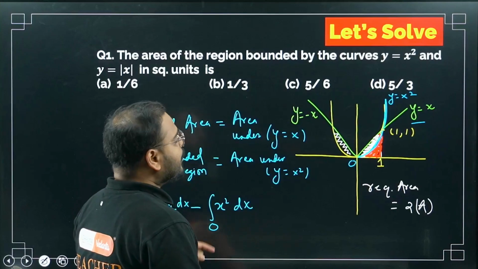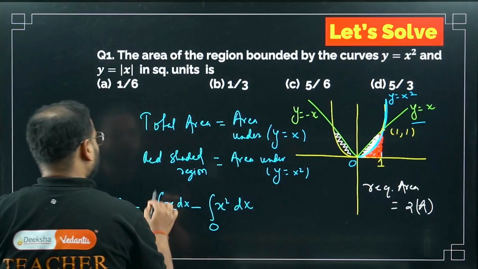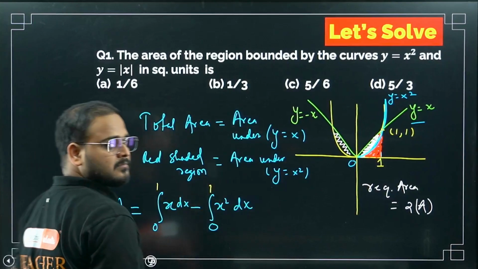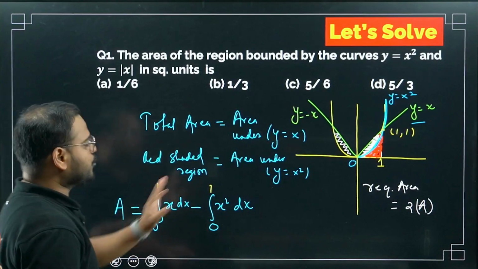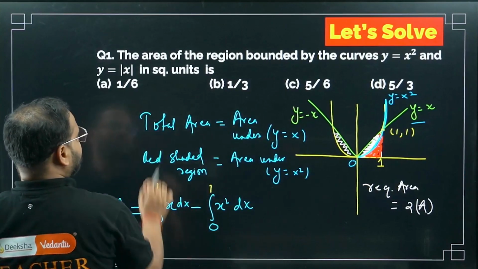Is what we need, because my variable is x over here for the integration. So I can write the limit to be 0 to 1, 0 to 1. I hope this is clear. 0 to 1, 0 to 1. How did we get this? By finding the point of intersection. This is the concept to find the area.